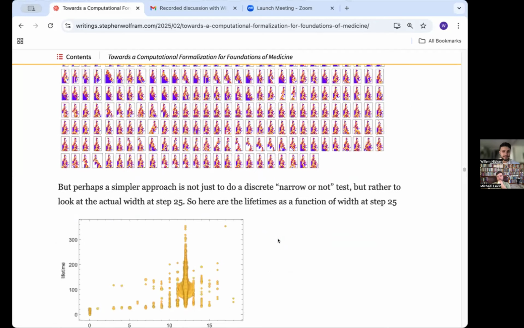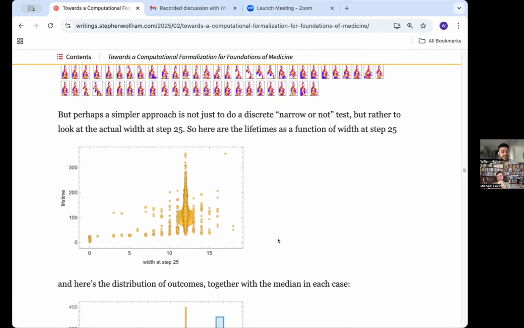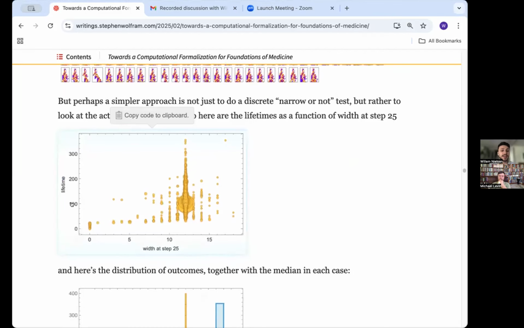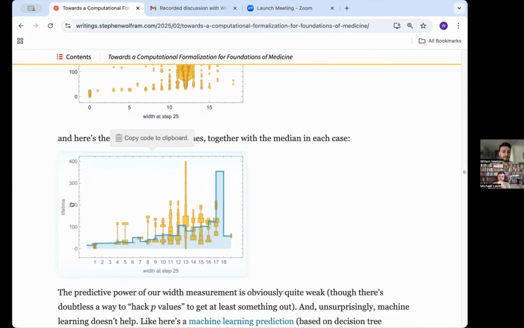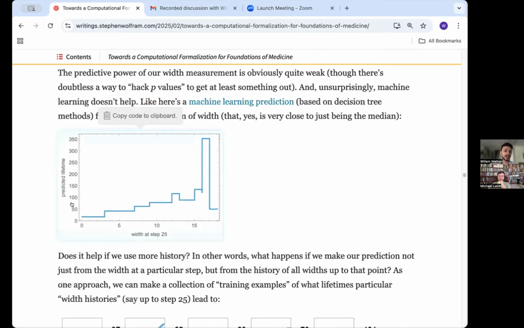Even if you just look at width at a single step, this is width at step 25, compared to the lifetime, which is the length of the pattern, we can see that it's not a very predictive measure. You'd like to see a trend there. And this graph here is a machine learning prediction of, based on the width at step 25, what lifetime will you get?